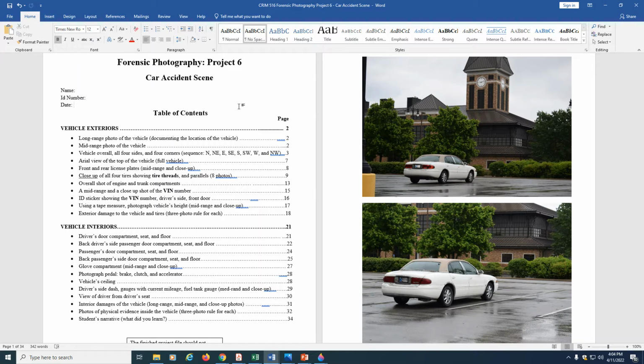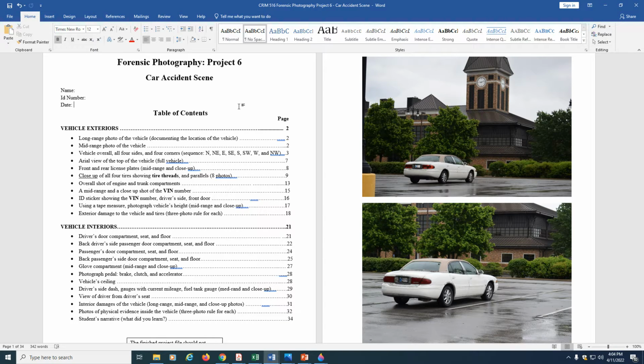All right, this is going to be, in essence, a tutorial or a review of what is expected of your car accident scene project. Very similar to what we did with your homicide crime scene photography project. Once again, you can use your cell phone.